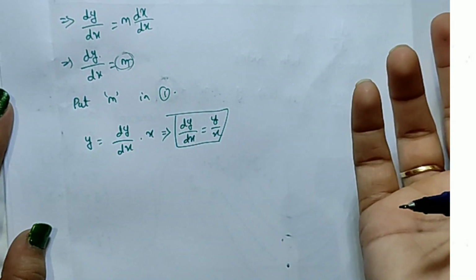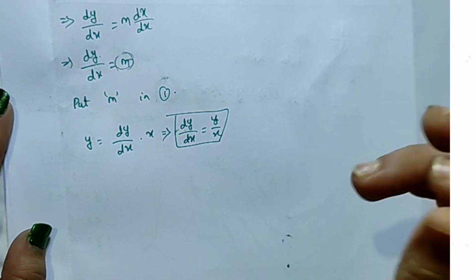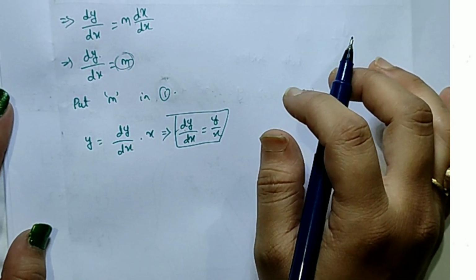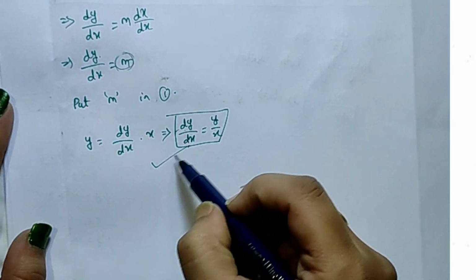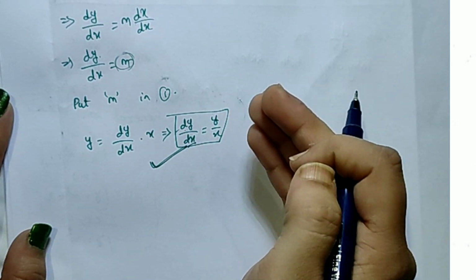We already know what a differential equation is. An equation having a derivative term is a differential equation. We already covered this in lesson number 1. So we were given a solution, and now we have formed a differential equation. This is the formation of differential equation.